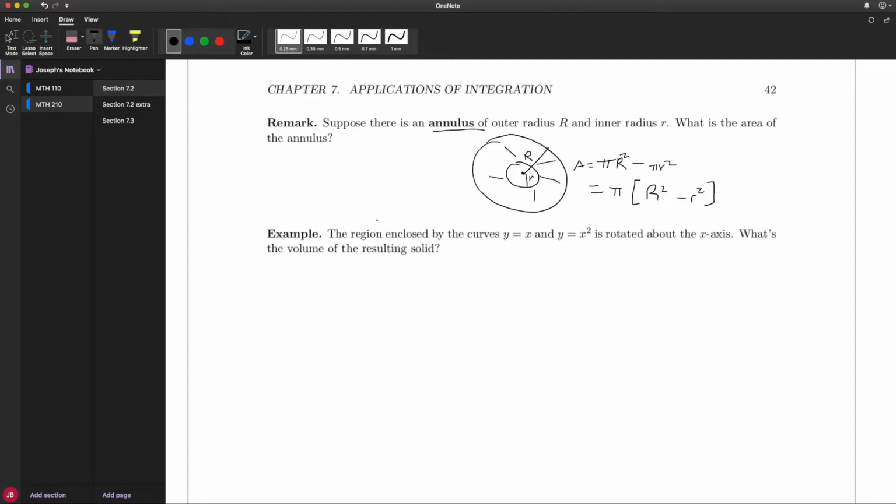Okay, so let's apply that to this next problem here. We're going to find the region enclosed by the curves y equals x and y equals x squared, and we're going to rotate about the x-axis. So we're using the washer method, and we're rotating about a horizontal axis. So that means everything needs to be in terms of x, which they are, right? x squared and x, those functions are in terms of x. So let's see what we get here.